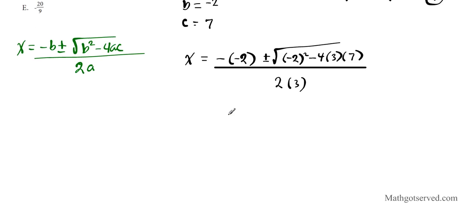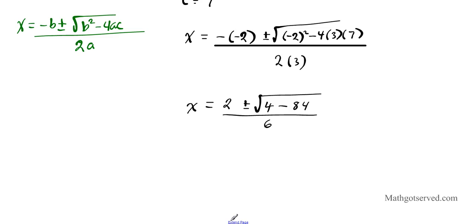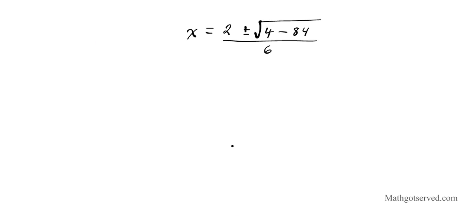We're going to have 2 plus or minus the square root of negative 2 squared, which is 4. 4 times 3 is 12. 12 times 7 is 84. Minus 84, over 6. All right. Simplifying further, x equals 2 plus or minus the square root of negative 80, over 6.